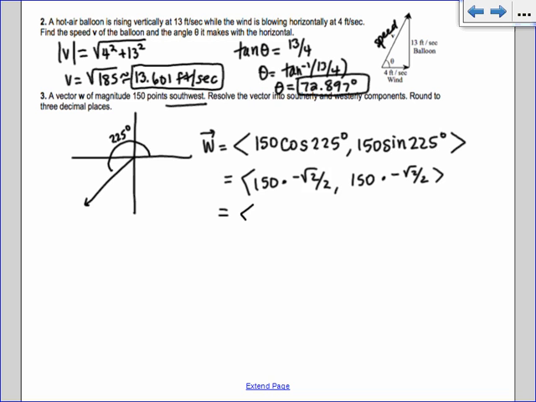So we can simplify and say that's negative 75 root 2 and negative 75 root 2. But I did say round to 3 decimal places. So if you find that, it's negative 106.066, and we write it twice, right? So that is my southerly and westerly components, my x and my y's.